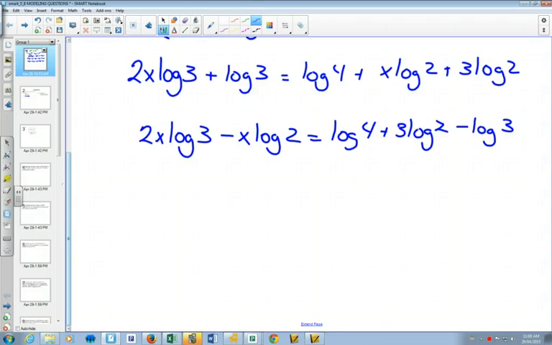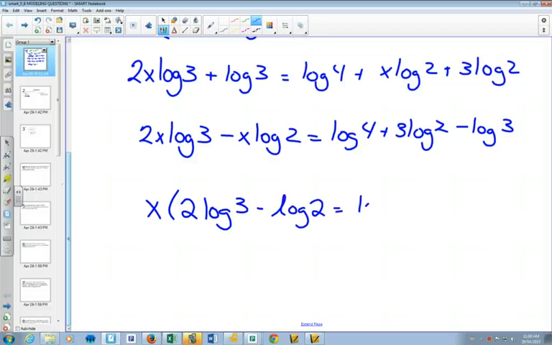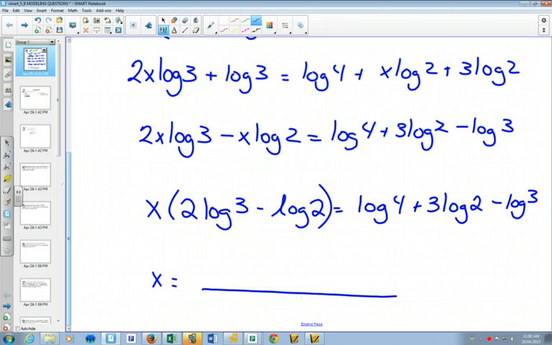Now that we've got our x's on one side, to get x by itself, we see that there's an x in common here, so we can factor. And we still have log 4 plus 3 log 2 minus log 3 on this side. And finally, we can divide both sides to get x by itself.